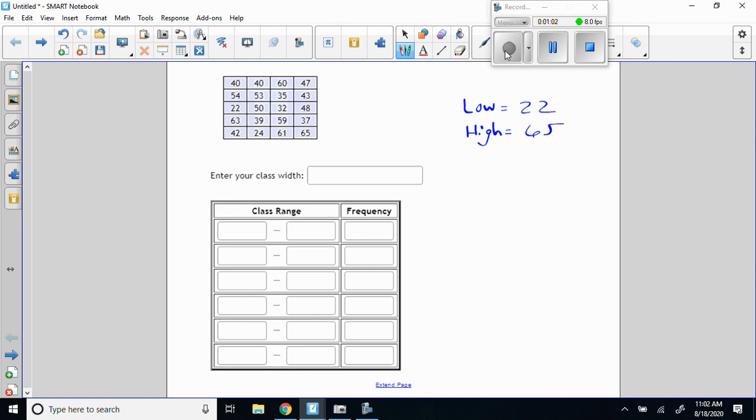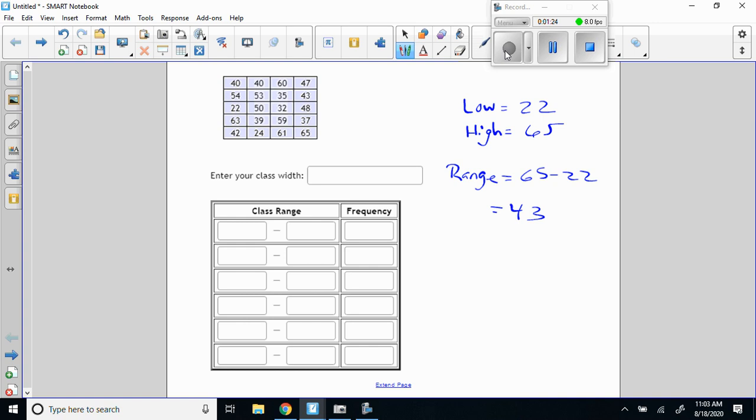What you're going to do is a simple calculation called the range. So you're going to find the range. The range is taking the highest minus the lowest, right? Which is 65 minus 22. That will give you anybody? 43. Now, that is the span of your numbers from your lowest to your highest, right?